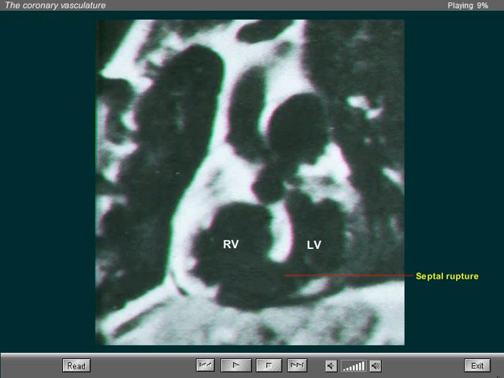Finally, another complication of a heart attack can be a ruptured septum. And note the lower part of the interventricular septum that is missing. This is a left to right shunt condition due to a quite large ruptured interventricular septum, an acquired VSD.